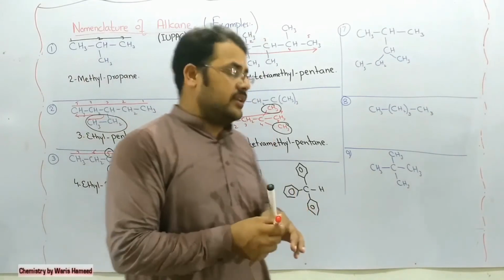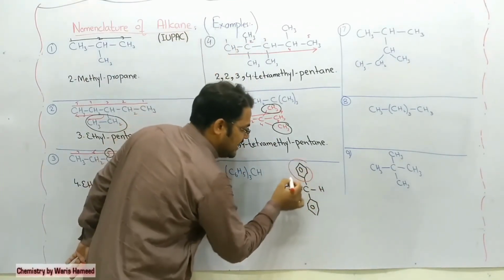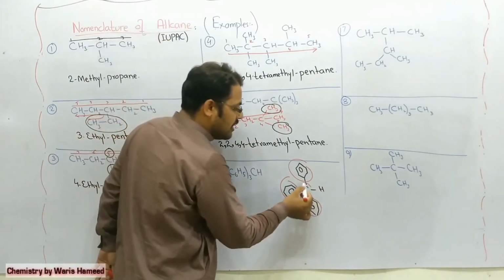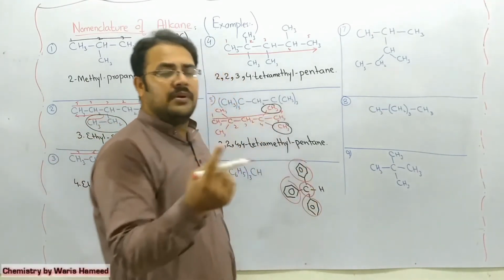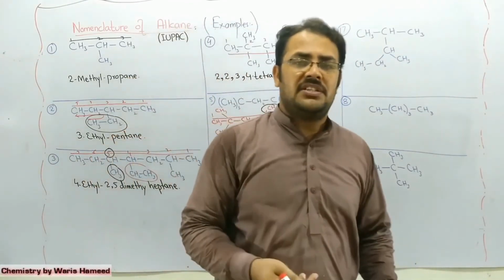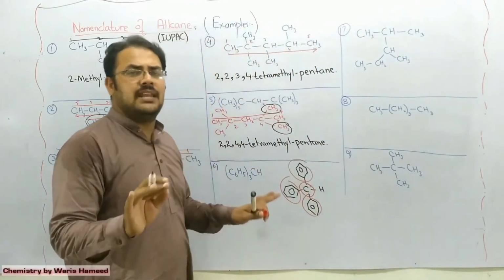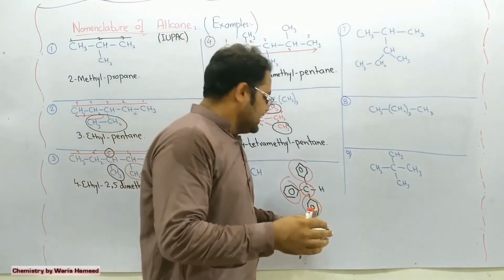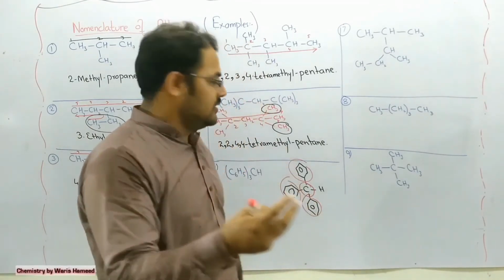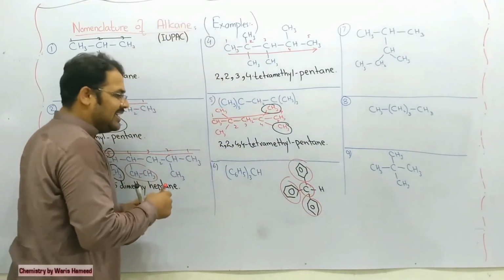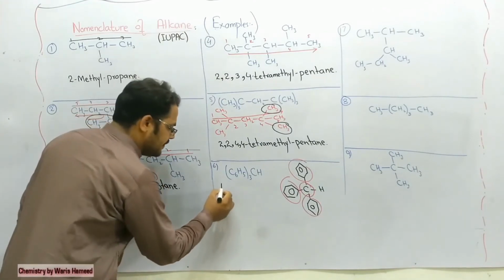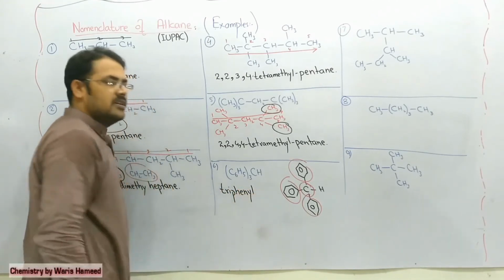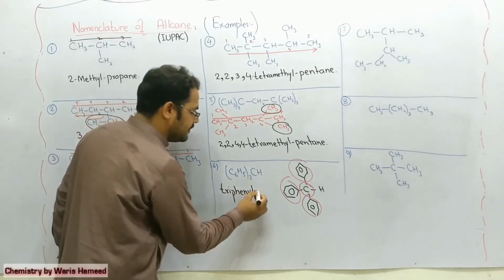Now we have to select the longest chain. Actually these 3 rings are acting here as substituents, and our hydrocarbon has only 1 main carbon, and that is acting as the parent chain. So it's just methane. And this methane is substituted with 3 benzene rings, so we can name it as triphenyl methane.